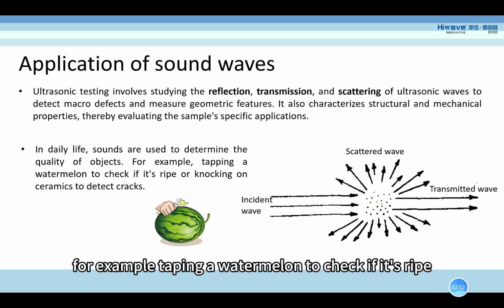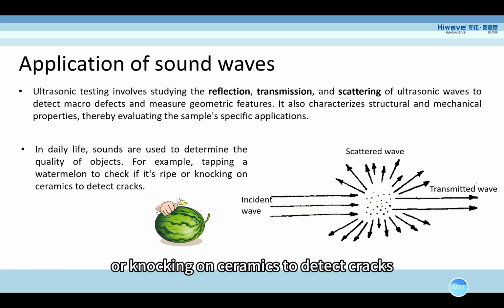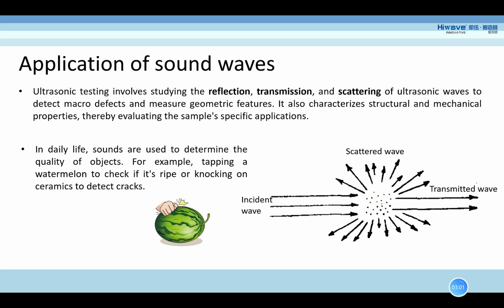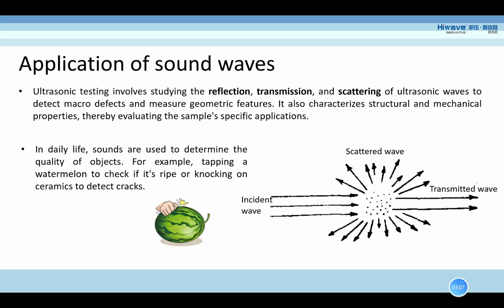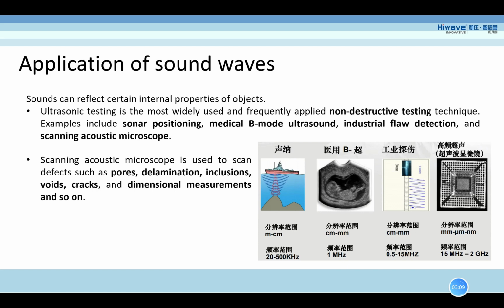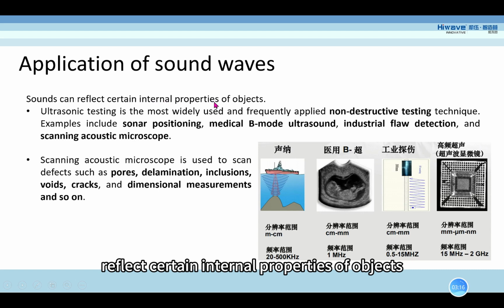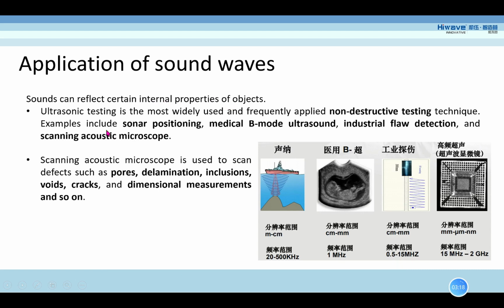In our daily life, sounds are used to determine the quality of objects. For example, tapping a watermelon to check if it's ripe, or knocking on ceramics to detect cracks. Next, let's look at applications of sound waves in the industrial section. So sounds can reflect certain internal properties of objects.